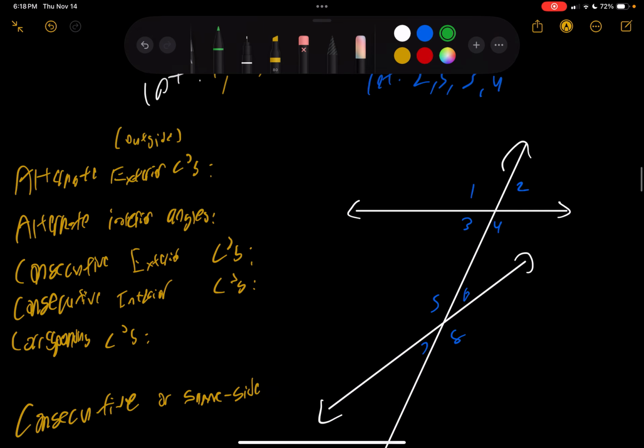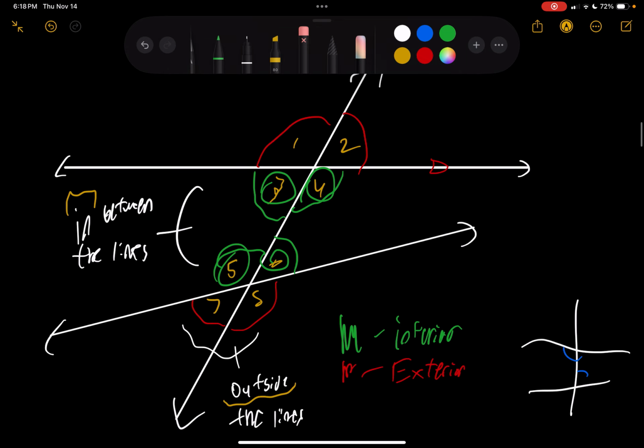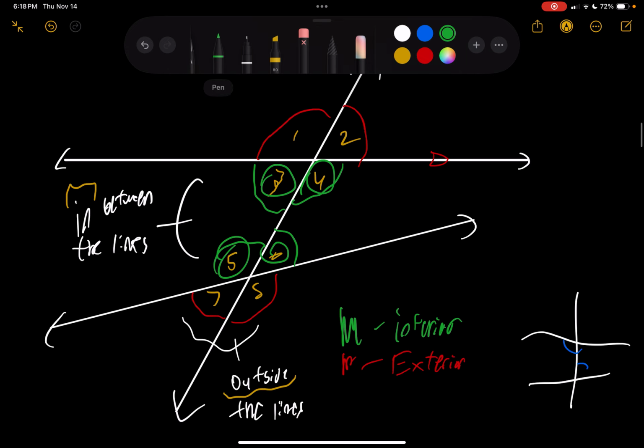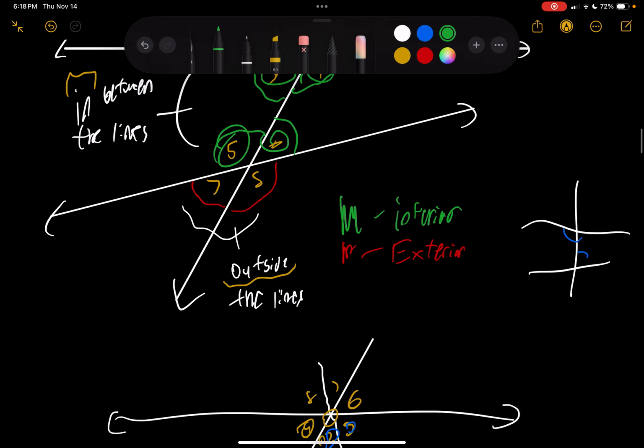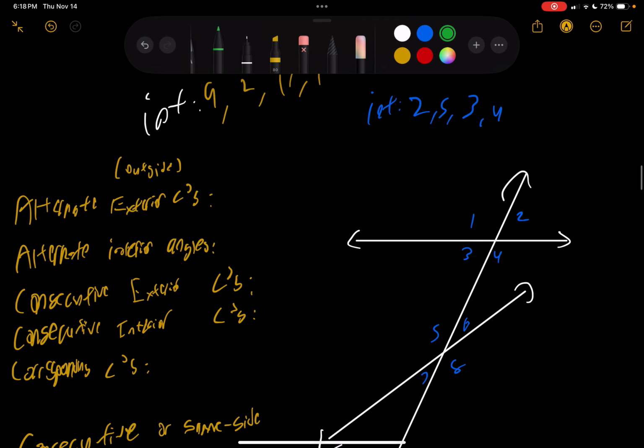And the exterior angles are on the outside: 1, 2, 7, 8. I'm not going to go into much depth about that, but I have this diagram up here if you want to look at it. In between the lines is interior, outside the lines is exterior. So first, these are the angle types. You may or may not have seen them.